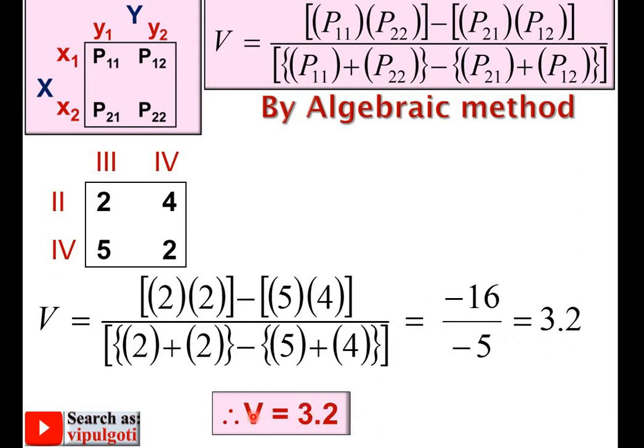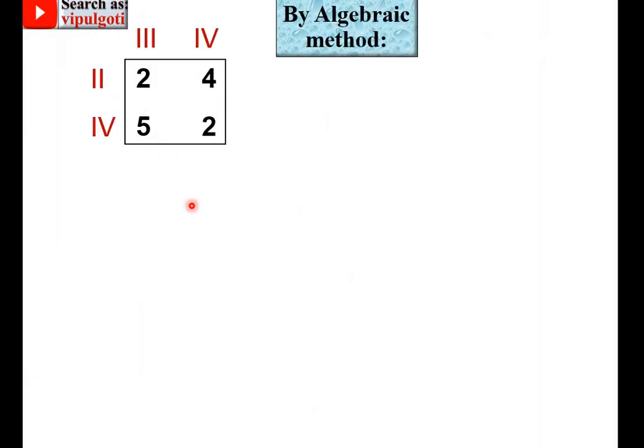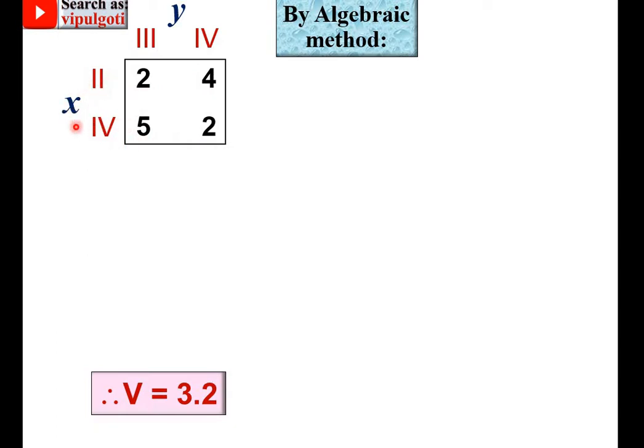Now we are going to find the second answer, and that is the optimal strategy of the players X and Y by the algebraic method. So this is the final payoff matrix after the dominance rule. And already we have one answer, value of game is equal to 3.2. So let's say it is a game between two players X and Y. Here you can say in the final payoff matrix, X has the second strategy and fourth strategy, whereas Y has the third strategy and fourth strategy.